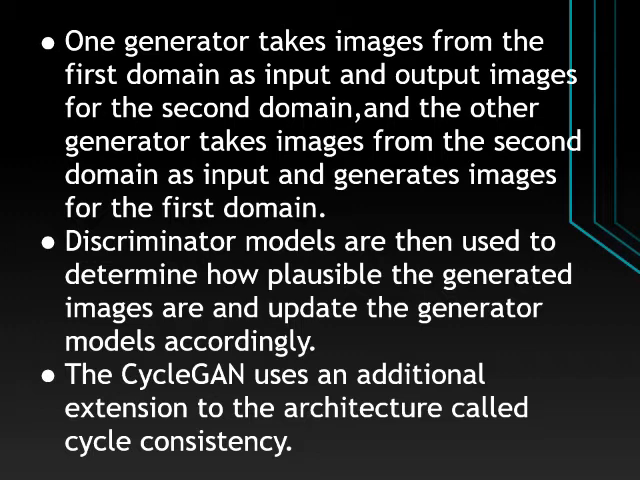CycleGAN has two objectives to do with its main generator, that is the first generator. It makes sure the translated image looks the same. For example, when we take the example of translating an image of a horse to a zebra, it checks that the image is similar to a zebra, and it trains the generator using GAN.